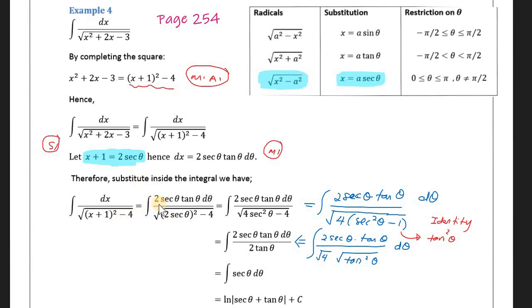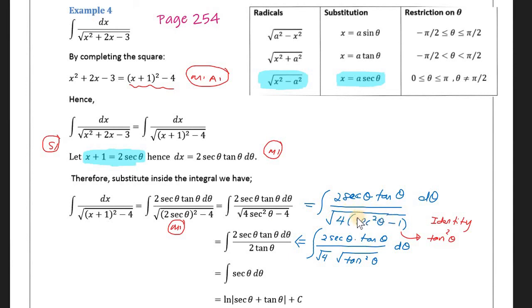So change everything in terms of the angle theta. So dx is 2 secant theta tangent theta d theta, alright. And the x plus 1 square just now is 2 secant theta square minus 2 square. So this M1, substitute everything. There is no more x there. This is an indefinite integral, so we do not need to worry about the boundary. For this part, you need to simplify. It does not show there, so let me show it here.